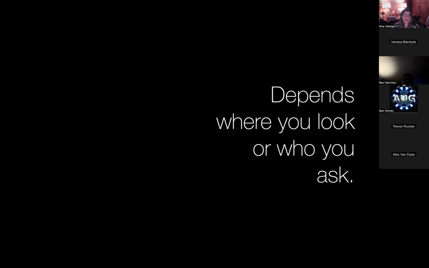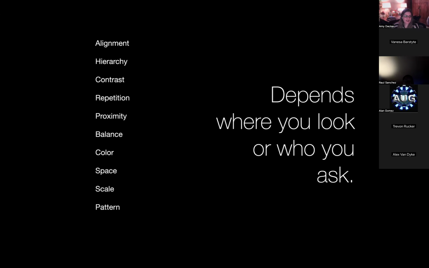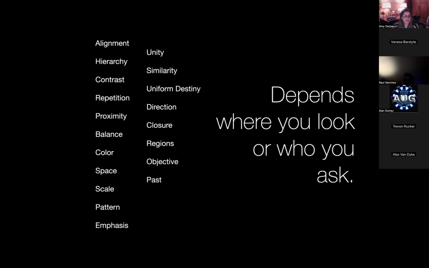Well, here's the reality. It depends on who you ask or where you look. So here they are: alignment, hierarchy, contrast, repetition, proximity, balance, color, space, scale, pattern, emphasis, unity, similarity, uniform density, direction, closure, regions, objective, past experience, field, simplicity. Maybe more than you thought.